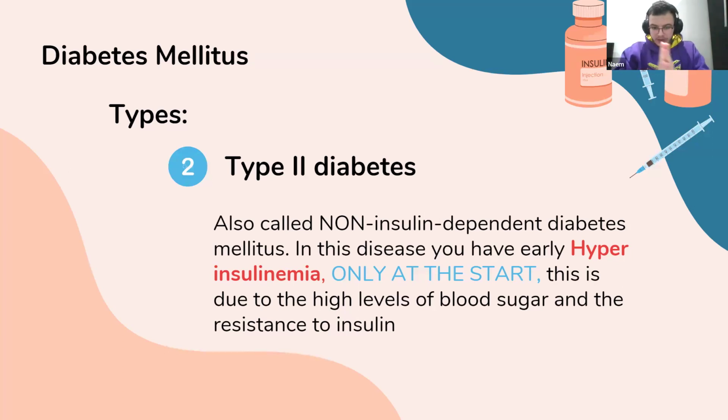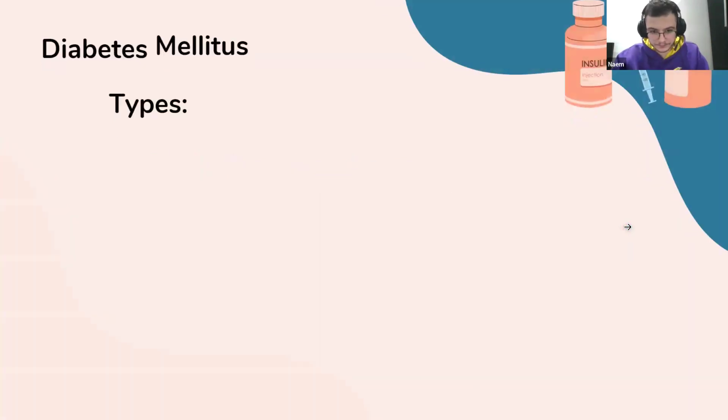Now we're done with the start. At the start, high levels of insulin and high levels of sugar. Let's see what happens next.